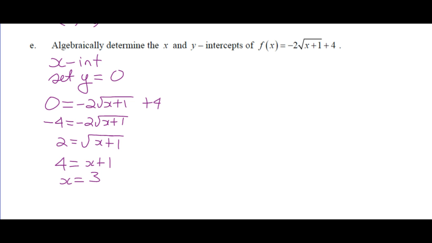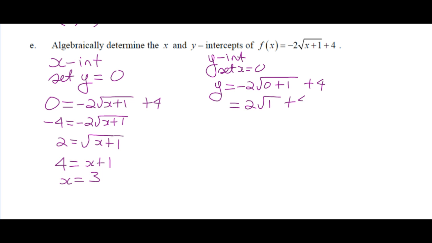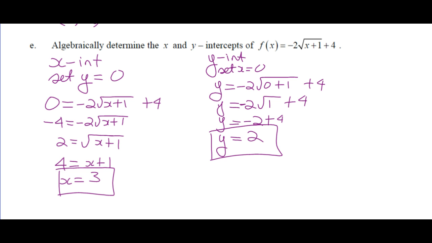number, right? Okay, y-intercept, what do we do? You set x equal to 0. So we get y is equal to negative 2 root (0 plus 1) plus 4. Negative 2 root 1 plus 4. Negative 2 plus 4 is equal to 2. Okay, and those are your intercepts. Okay, x equals 3, y equals 2, right? Just numbers, not points.